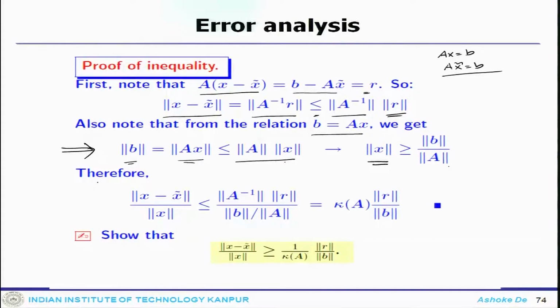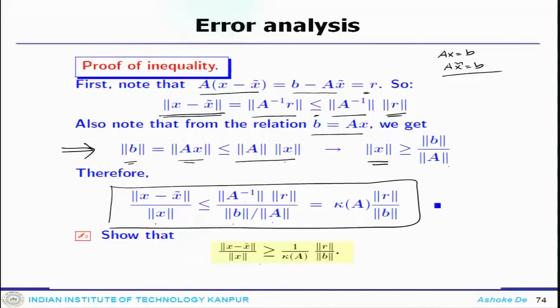So, now I can write for the norm of x minus x prime divided by the norm of x, which would be less than or equal to norm of A inverse and norm of R divided by norm of b by norm of A, which is nothing but the condition number times norm of R over norm of b. So, one can show that it is greater than this factor.